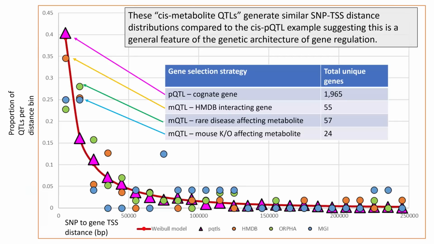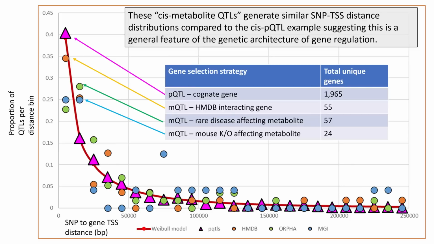Just to wrap up this part, you can do this systematically across, again, everything in the GWAS catalog. Take every metabolite and ask, what is the strongest signal for that metabolite on each chromosome? And then for each of these methods, the HMDB, the mouse knockout, the rare disease, identify a single gene on that chromosome. And if so, how far is that gene from that metabolite signal? And this is a summary of that.